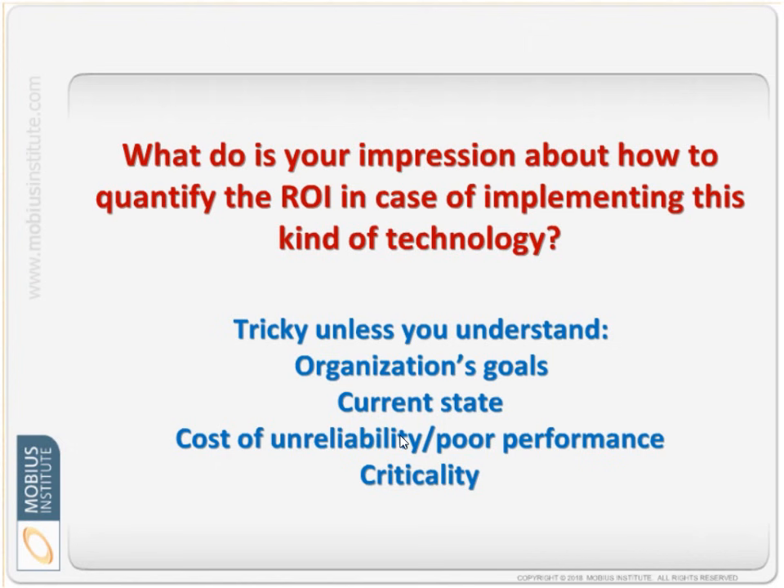What is your impression about how to quantify the ROI, or return on investment, in case of implementing this kind of technology? Okay, this is potentially also a big topic to discuss, but I think it's hard to do a very good job of this unless you understand the organization's goals. Why is it that the organization doesn't like your machines to fail? Is it because of safety issues or environmental issues? Is it because of the high cost of repair of the machines?